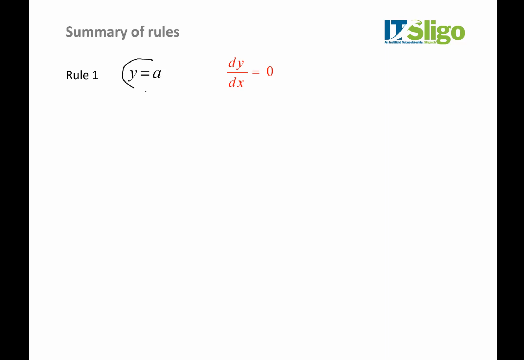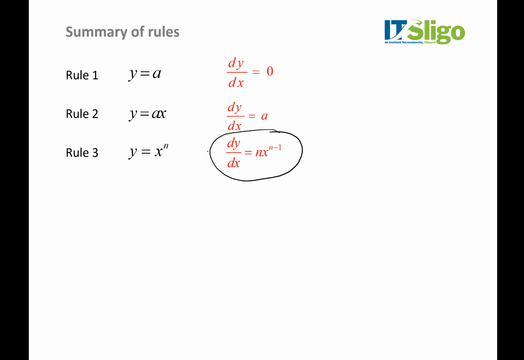If y is a constant, its derivative is 0. If we have a constant multiplied by x, the derivative is just the constant. And I've explained all these in the previous lecture, so I won't go into any more detail. The power rule: if we need to differentiate a power, bring down the power and add -1 to the old power.